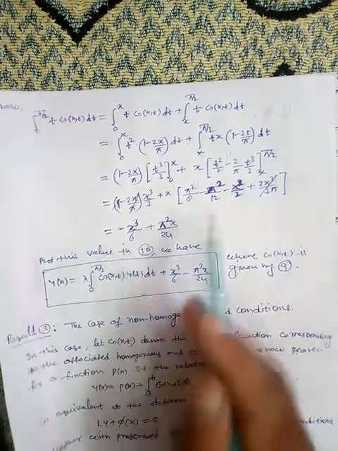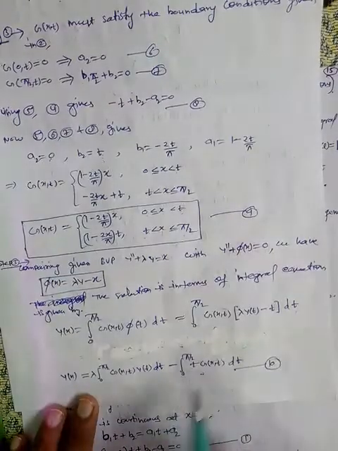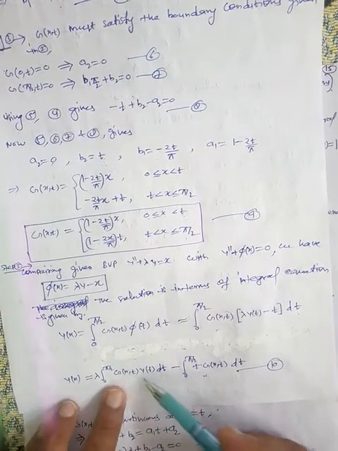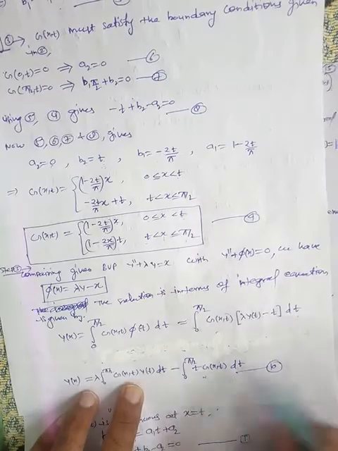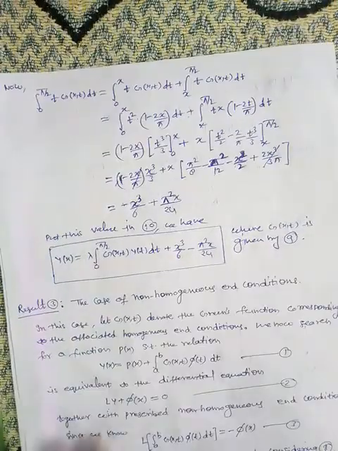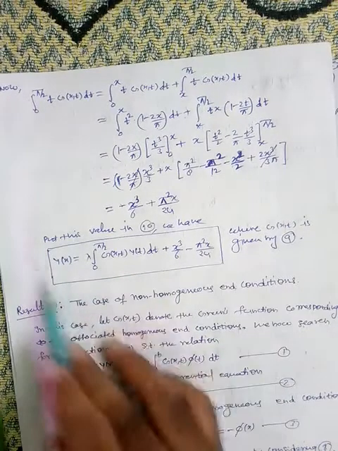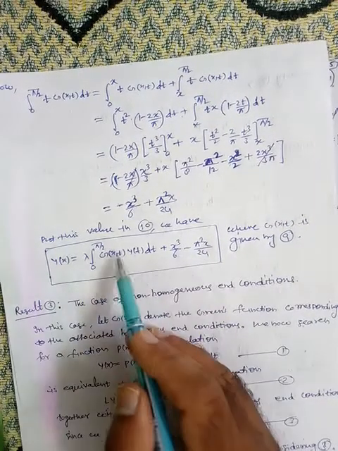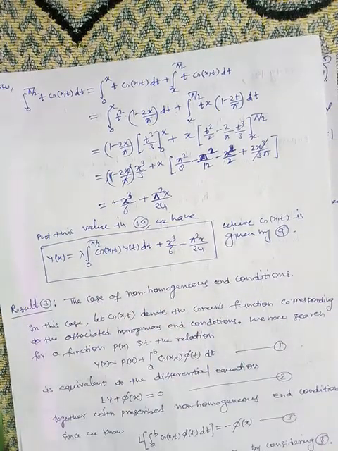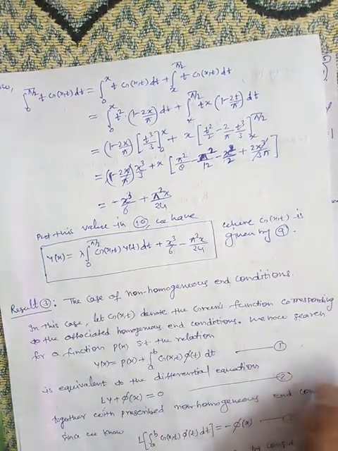Now substitute this value here. So we get y(x) is equal to lambda integral 0 to pi g(x,t) y(t) minus, in place of this we will use this value and we get this result. And this is nothing but the Fredholm integral equation, and g(x,t) is treated as a kernel. So this is the solution procedure.